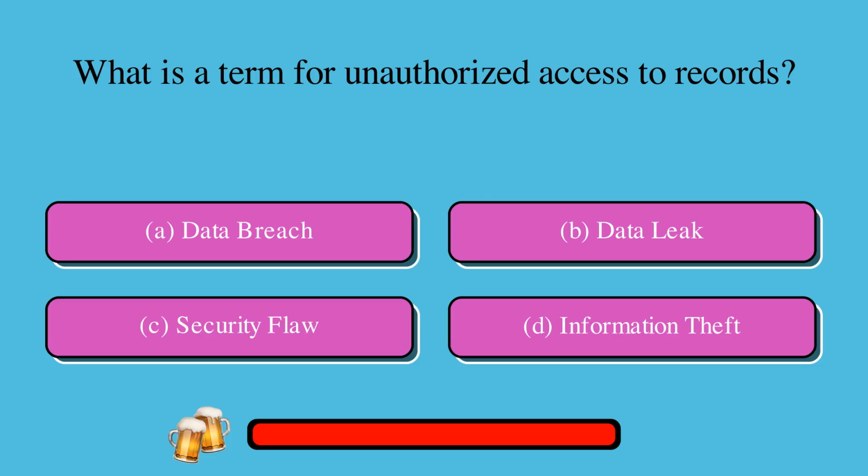What is a term for unauthorized access to records? A. Data breach, or B. Data leak, or C. Security flaw, or D. Information theft? The correct answer is A. Data breach.